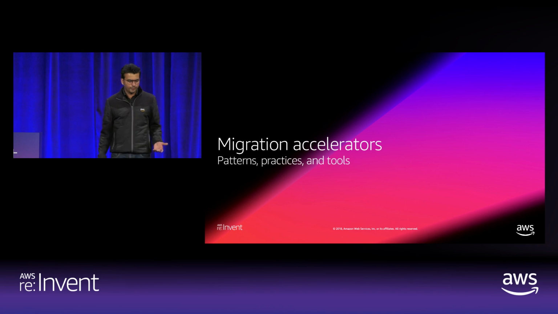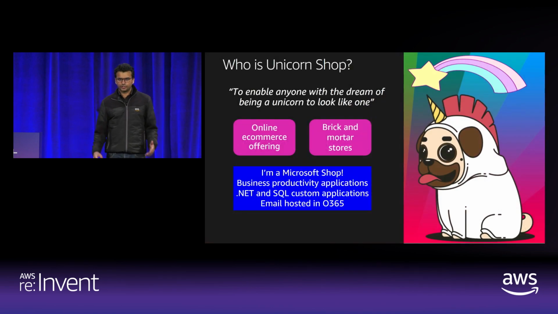It's Unicorn Shop, right? So without further ado, let me just introduce Unicorn Shop. Isn't that cute? So Unicorn Shop is an online e-commerce company. It also has a brick-and-mortar store. Now, the motto of Unicorn Shop is to enable anyone with the dream of being a unicorn to look like one, okay? So it is a Microsoft shop, right?